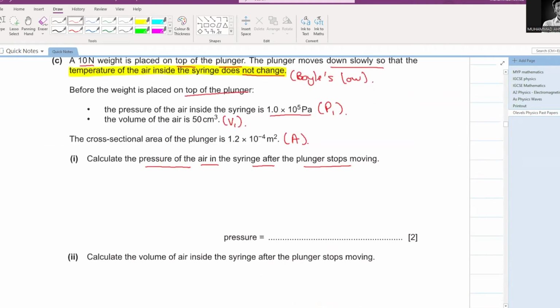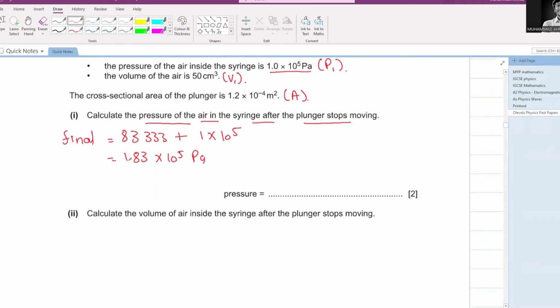This is the extra pressure due to the weight, 83333 pascals. What was the initial pressure? 1 into 10 raised to the power of 5. The extra pressure plus the initial pressure will give you the final pressure. Adding 1 into 10 raised to the power of 5, this comes out to be 1.83 into 10 raised to the power of 5 pascals. That is your final pressure.